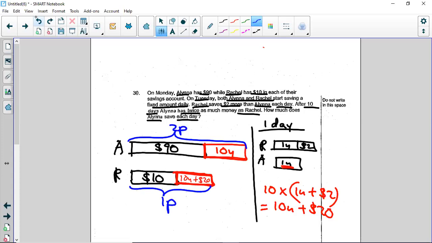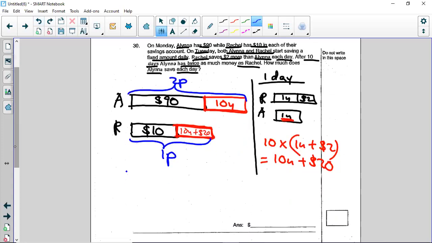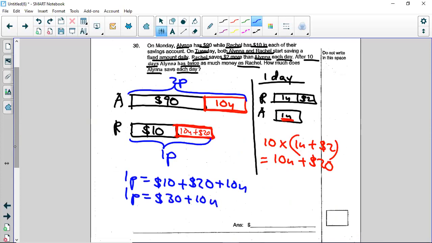All right. So I'm sure you can solve, right? Some of you, I think you know what to do already. Look at the model. One part equals $10 plus $20 plus 10 units. So one part must be $30 plus 10 units. Understand? And Alina got twice, two parts. So 30 times 2, 60. 10 units times 2, 20. All right. Okay, then what do?